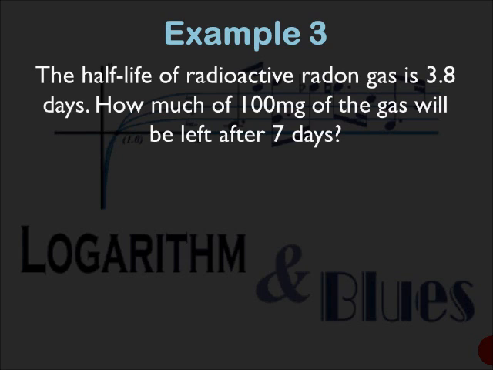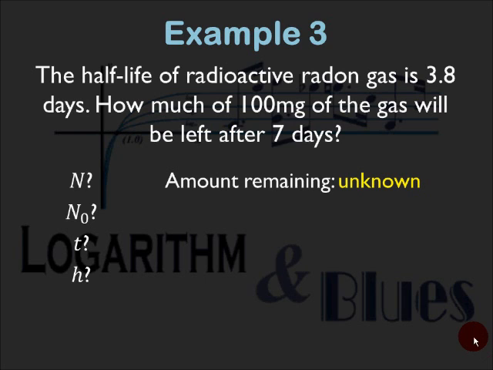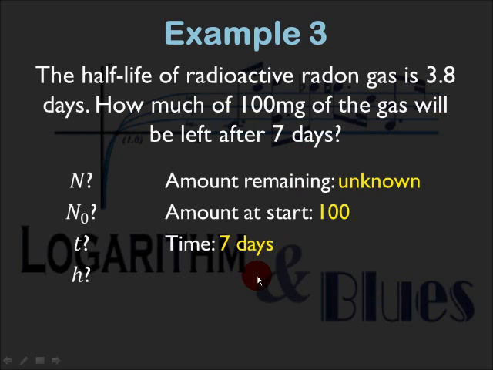Example 3. The half-life of radioactive radon gas is 3.8 days. How much of 100 milligrams of the gas will be left after 7 days? Alright, so again, you have a formula. You're going to list all 4 variables and solve for the one you don't know. So we have n, n naught, t, and h. N, we don't know how much remains, but that's what we're solving for. We know how much we started with. We started with 100 milligrams. Time, 7 days. The half-life, we're told it's 3.8 days.